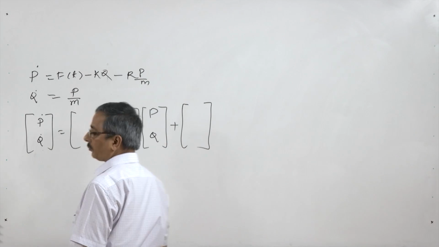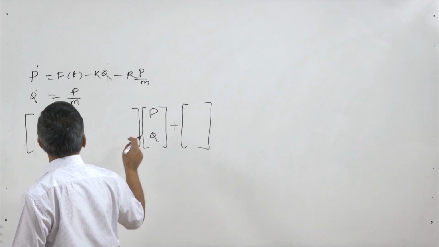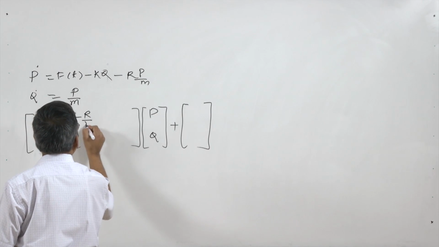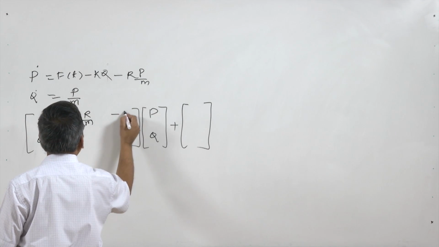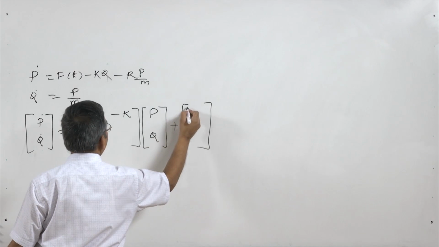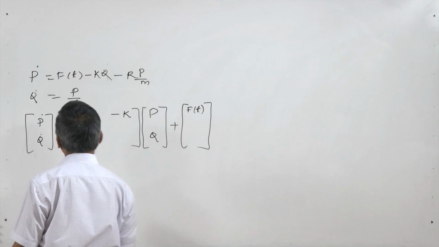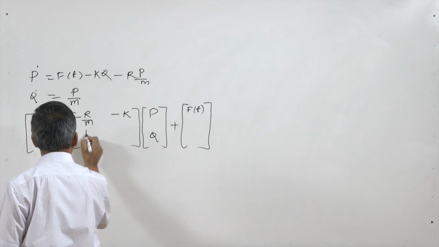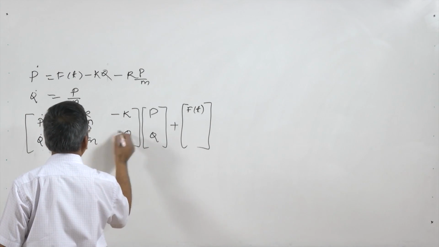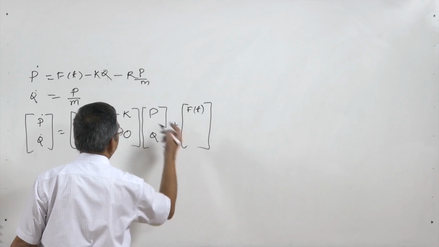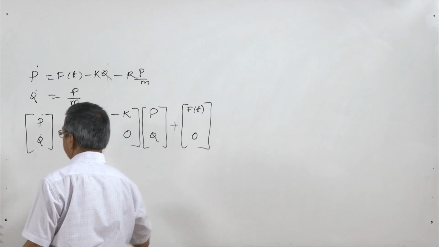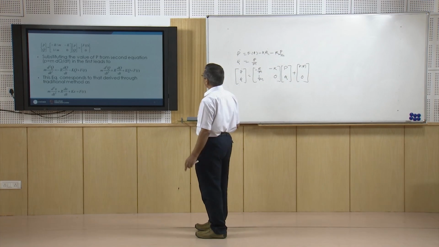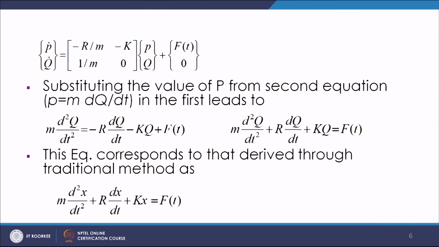vector here. Fine. Now, here you see that the coefficient of P is minus R by M and the coefficient of Q is minus K, and here this is F t. And for the second row, Q dot, the coefficient of P is 1 by M, and here this is 0, and of course, in this there is no input, so it is 0. So, here we can see that we get this equation in the state space form.